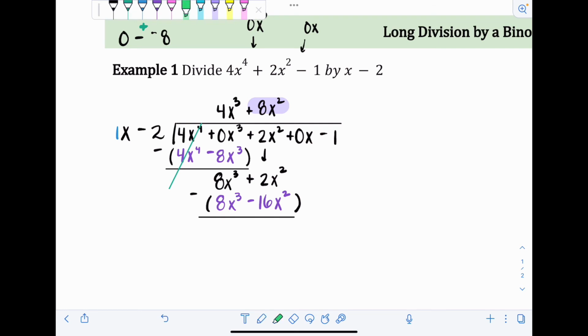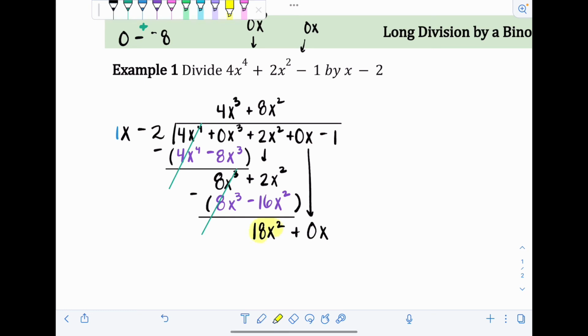So 8x cubed minus 8x cubed is 0, so that cancels out. And then this is 2x squared minus a negative 16x squared. So remember, minus the negative turns into a plus, so it's like 2 plus 16, so 18x squared. Notice when I'm adding or subtracting these, the like powers of x stay the same. So 2x squared minus negative 16x squared is 18x squared. And then now we bring down a new term. So we bring down the 0x, so it'd be plus 0x. And then we repeat the process over.